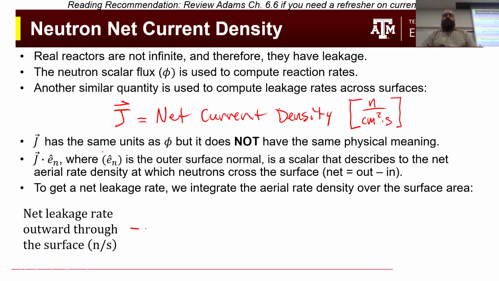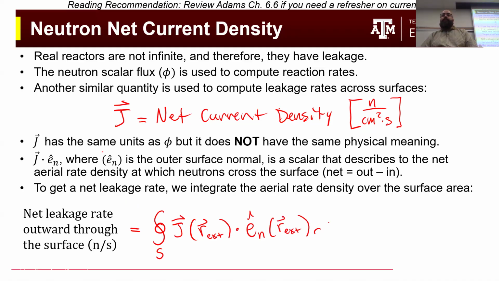So the net leakage rate is going to be a surface integral of J, where J is evaluated at the external surface, and we dot it with the e hat normal at that external surface, and then we integrate over the area of the surface. So I'll say dA_s. That's the expression of the surface integral that we would use to compute leakage rates out of the surface if we knew what the current was at our surface.